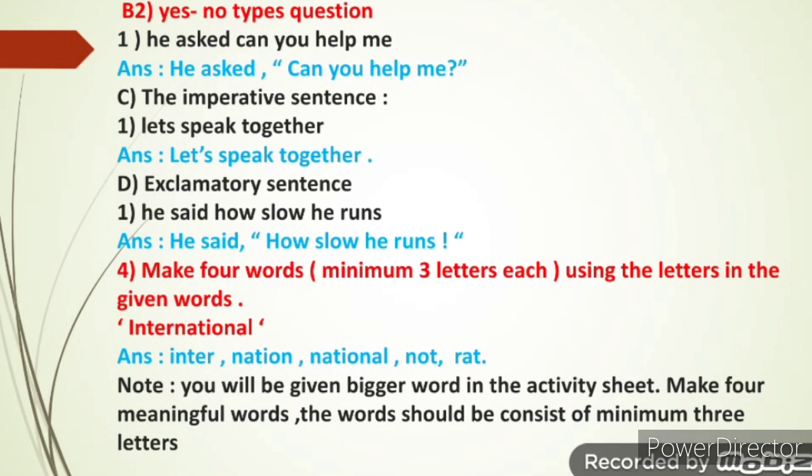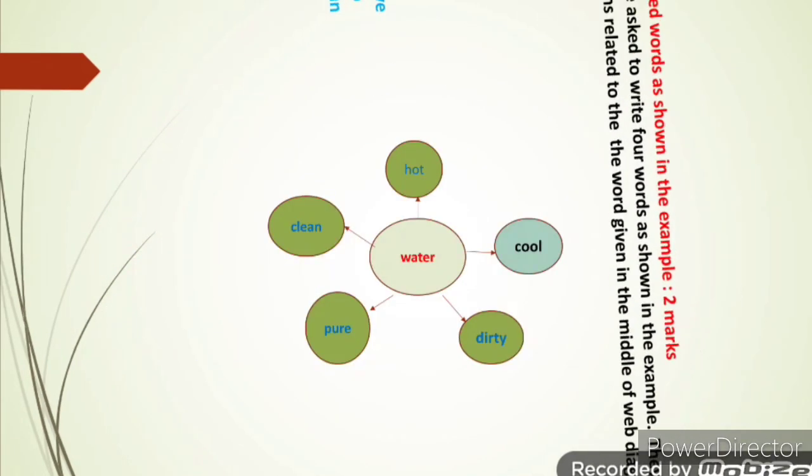Make 4 meaningful words. Each word should consist of a minimum of 3 letters. First, find the hidden words in sequence, like inter, nation, national. Suppose it is not found in sequence, then you can take any letters from the given word, interchange their places, and make a meaningful new word from it. For example, not, rat. This is not in sequence, but you can write it.